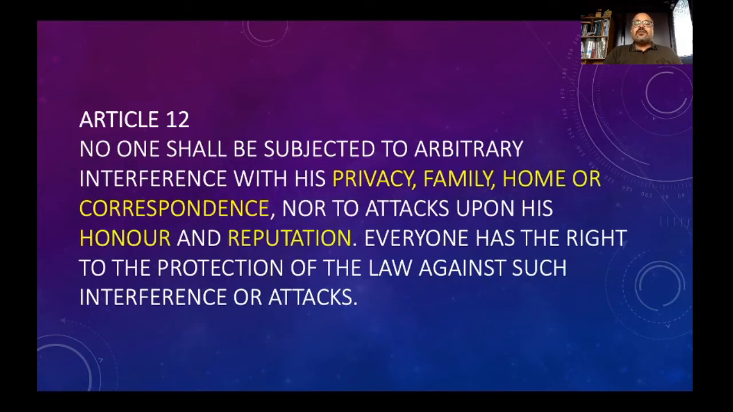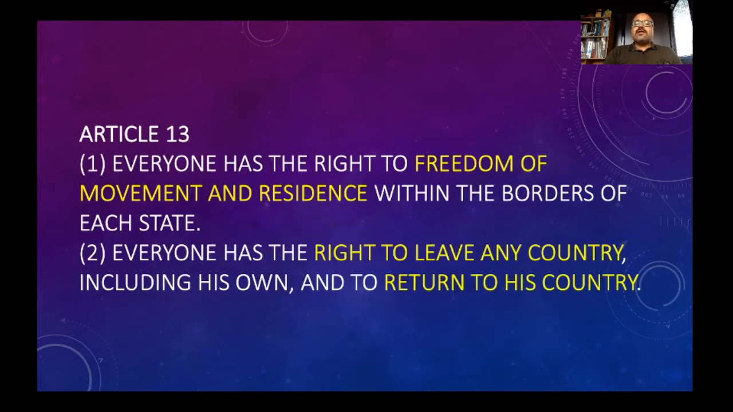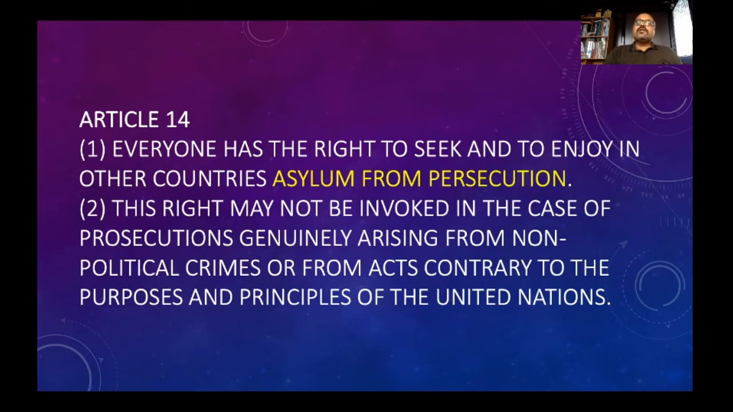Then number 12 is the list of rights like right of privacy, right of family, right of home, right of correspondence, honor and reputation. Then Article 13 is talking about freedom of movement and freedom of residency, whereby residency also includes the right available to the person to leave his country and to return to his country as well. Article 14 is talking about asylum from persecution.